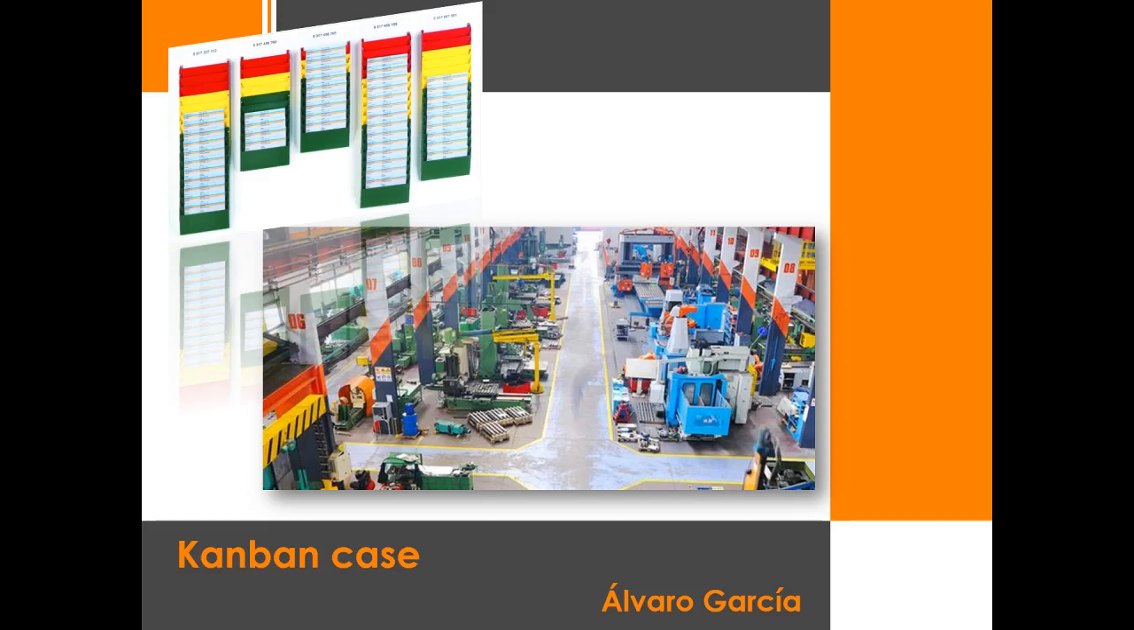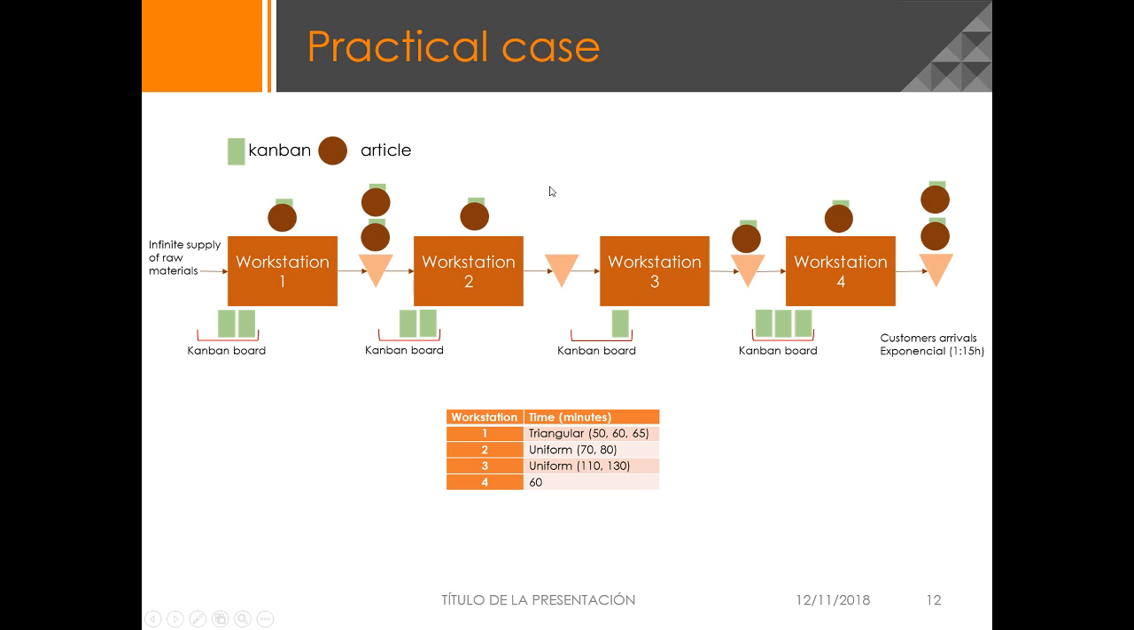Hello, this is the first video of a series where I will explain how to use a simulation model to better manage a Kanban system, a production system which is organized and managed according to the Kanban philosophy. We will be working with a system which consists of 4 workstations, from 1 to 4, and this system works as follows.